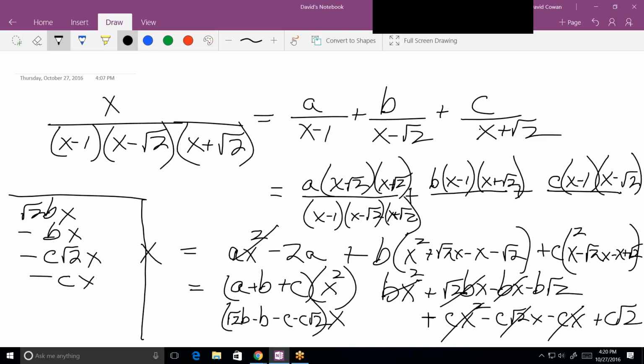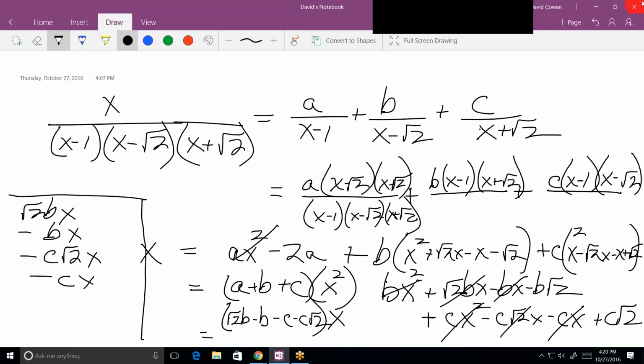Finally, so I know this has to be 1. And I know that a plus b plus c has to be 0. This coefficient has to be 1. And finally, what else do I have here? I have minus b.